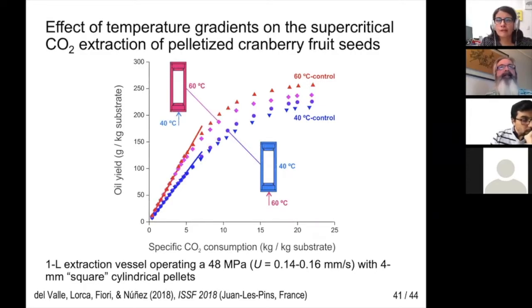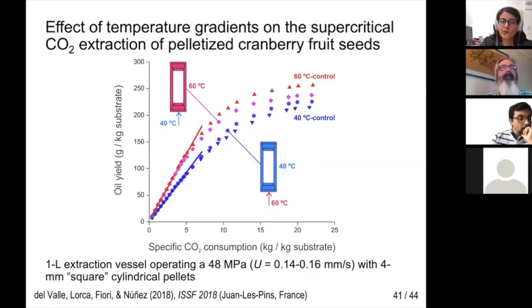In the heating experiment, when feeding CO2 at 40 degrees Celsius to an extraction vessel equilibrated at 60 degrees Celsius, the extraction curve coincided initially with the isothermal curve at 60 degrees Celsius. Later, it deviated negatively due to the negative effect of feeding a cooler CO2 stream to the vessel.